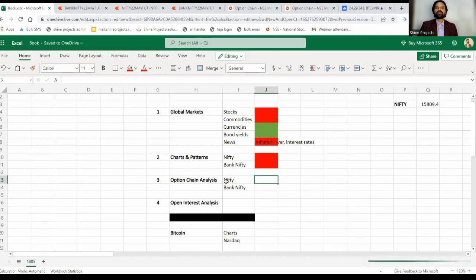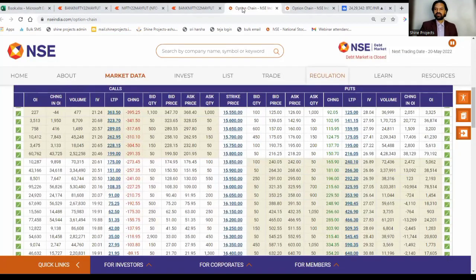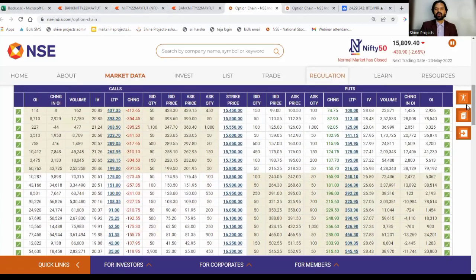So now let's come to the option chain analysis. In option chain analysis, let's look at the Nifty option chain. So I open the Nifty option chain for the next week series for the month of May. Okay, and 15,800 is in the money. Let's look at what is happening in the Nifty option chain.